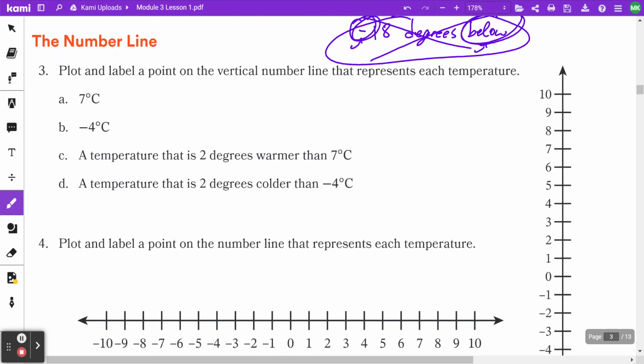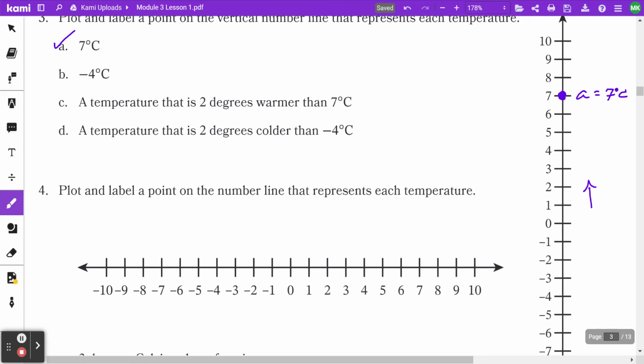Anyway, so plot and label a point on the vertical number line that represents each temperature. So 7. Now that's going to be a positive, right? That's above 0. So 7 right there. There's my 7. It says plot and label. So I'm going to put a little A right there. Maybe I do a little A equals 7 degrees Celsius, like that.